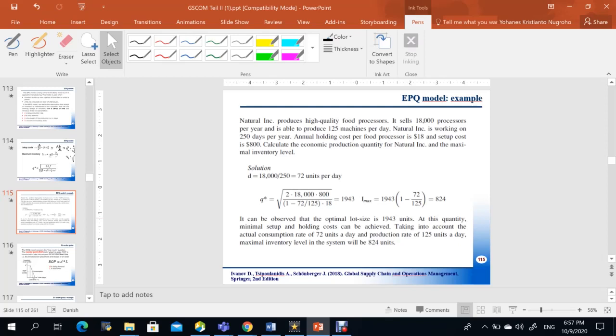1943 units. At this quantity, minimal setup and holding costs can be achieved, taking into account the actual consumption rate of 72 units a day and a production rate of 125 units a day. The maximal inventory level in the system will be 824 units.